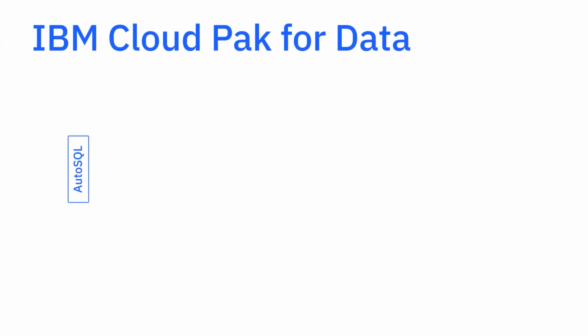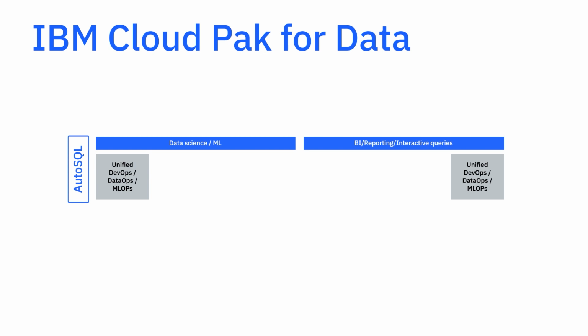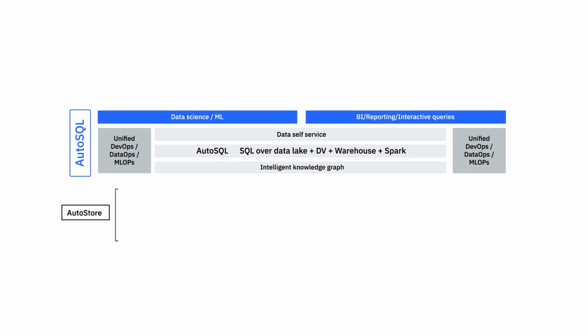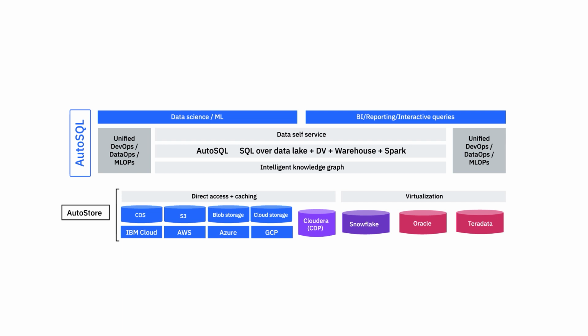So now let's get back to AutoSQL. AutoSQL is our new unified compute engine in IBM Cloud Pak for Data that can query both structured and unstructured data directly over your data lakes and cloud object stores, leverage data virtualization to access other external data sources, as well as support Spark. In addition, AutoSQL brings integrated governance as part of the Cloud Pak for Data platform, which allows any ingested or connected data source to be fully governed end-to-end with custom policies.